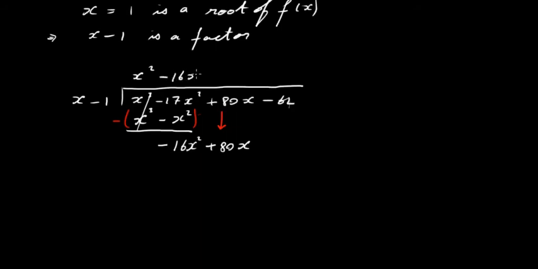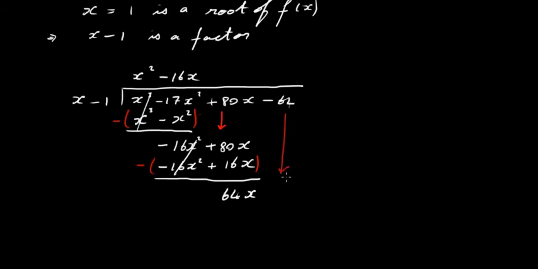Okay, next one, we start again and divide the x into minus 16x squared. That'll give us minus 16x. Multiply the minus 16x by these two here and write our answer underneath. So minus 16x times x is minus 16x squared. Minus times minus is plus, so 16x times 1 is plus 16x. Put a line underneath and subtract again. Minus minus is plus, so these two cancel and we get 0. Minus times plus is minus, so this is a minus 16x. So 80x minus 16x is 64x.